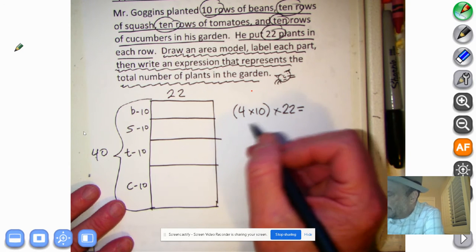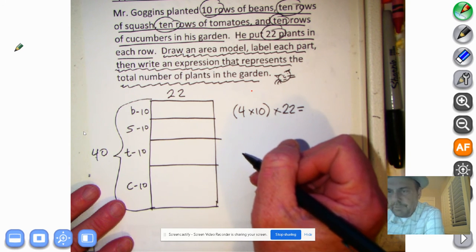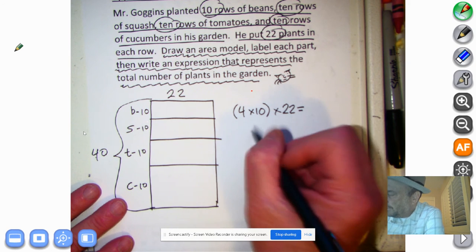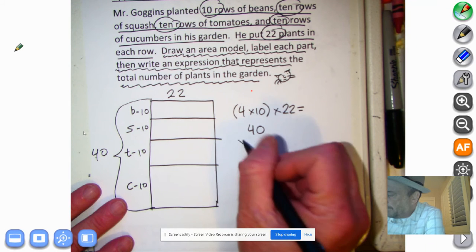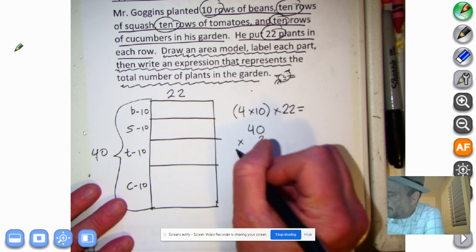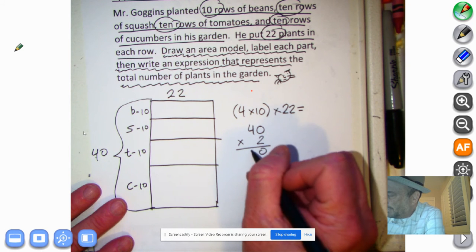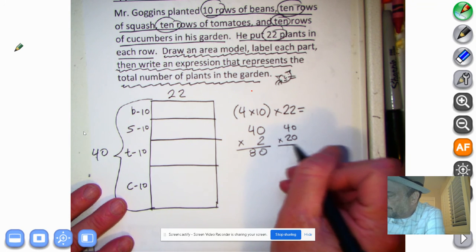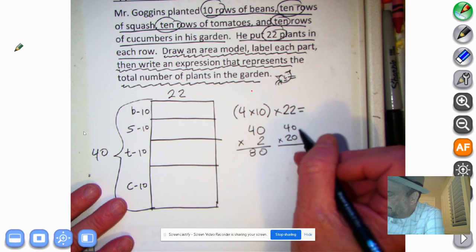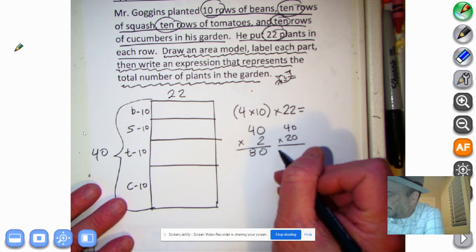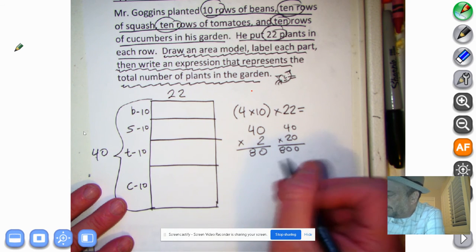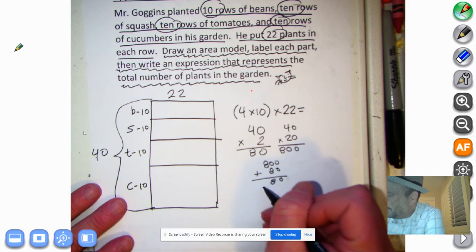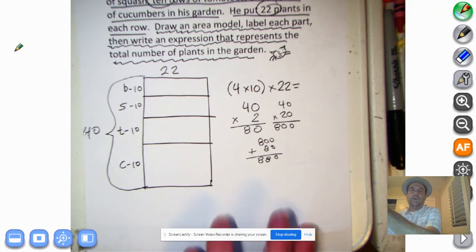So let's think about this. 40 times 22. Just get a precursor to our lesson today. So let's take 4 times 10 is 40, and we're going to multiply it by 2. 0 times 2 is 0, and 4 times 2 is 8, so 80. Then let's go over here and do 40 times 20. We could just go 4 times 2 is 8. Now there's 2 zeros, so we'd have 800 plus 80 equals 880 plants.